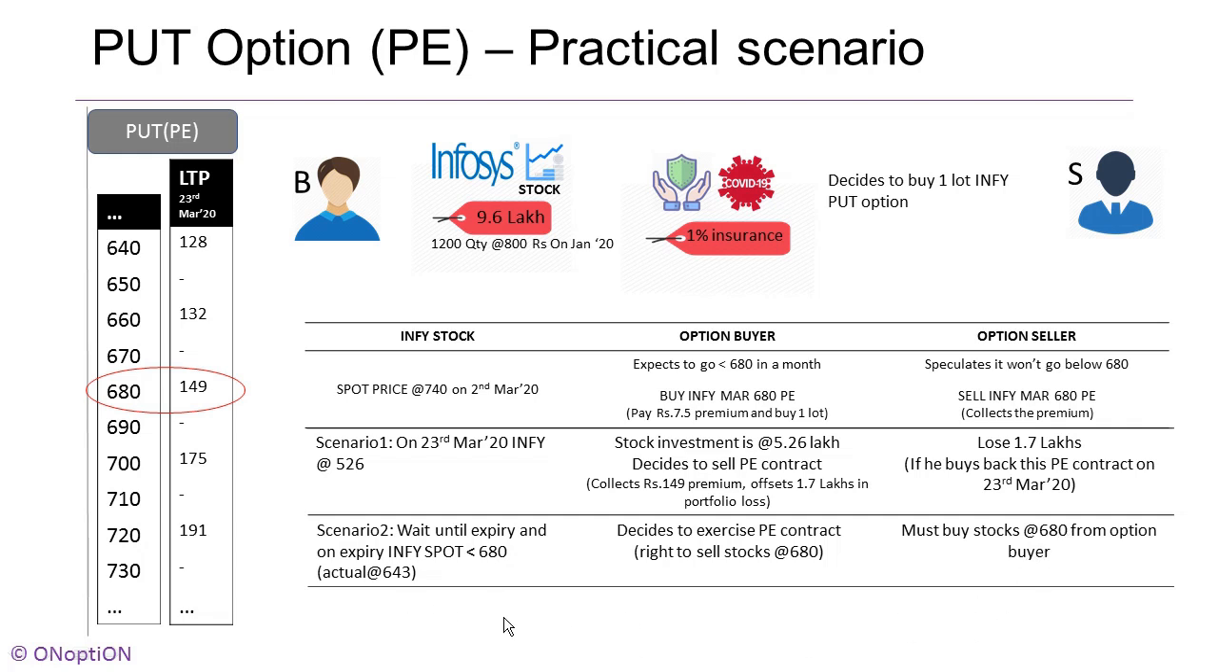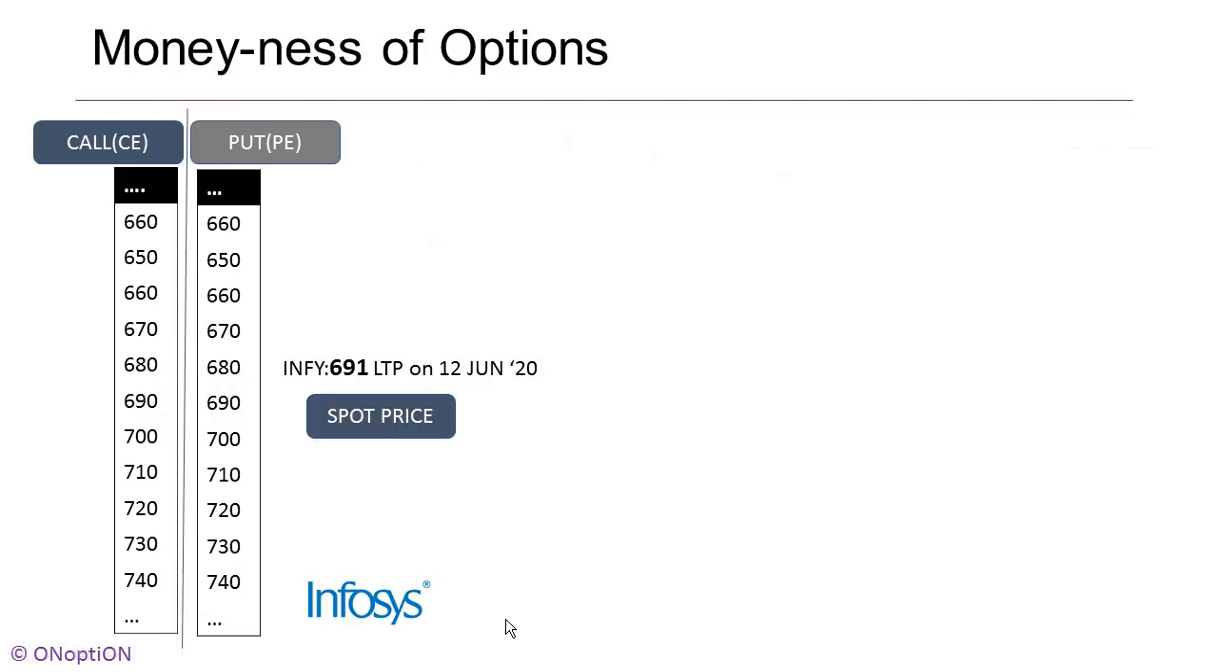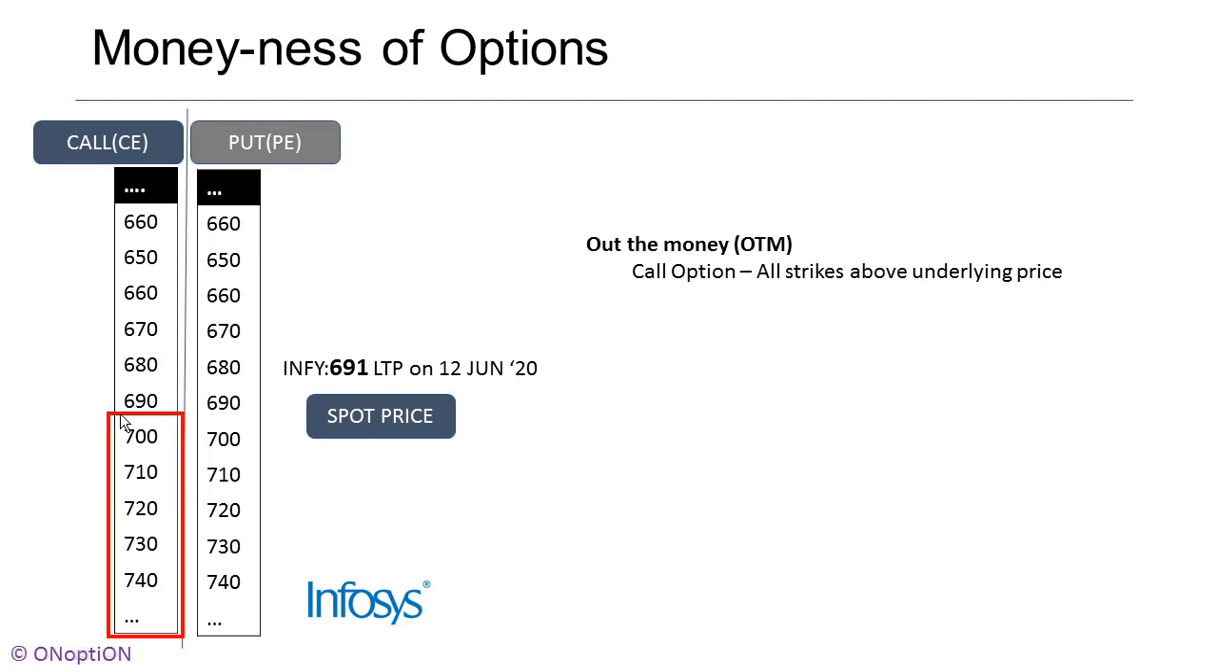So let's move on to the other terms used in option trading. Let's see what is moneyness of options. What is out of the money, OTM? All the call option strikes above the underlying price. Right now the underlying price is 691 rupees as on 12th June. So all the strikes above the underlying price in call option are known as out of the money strikes.